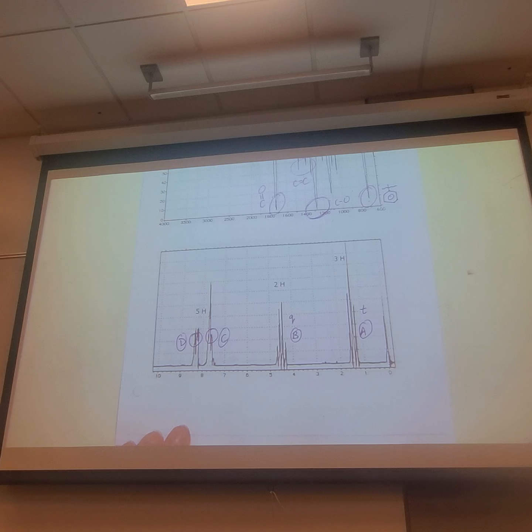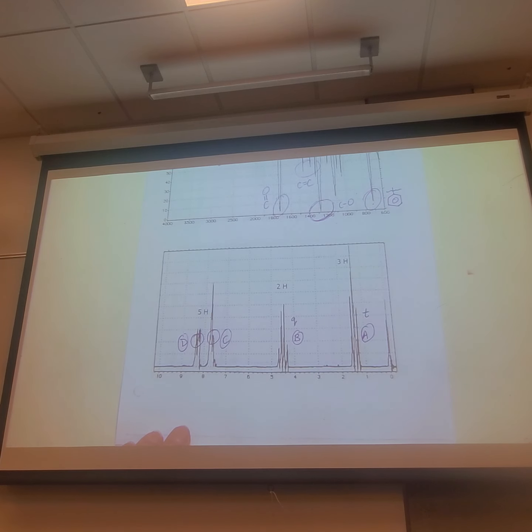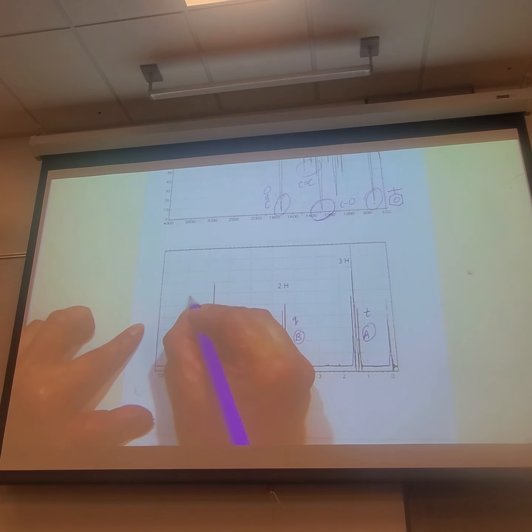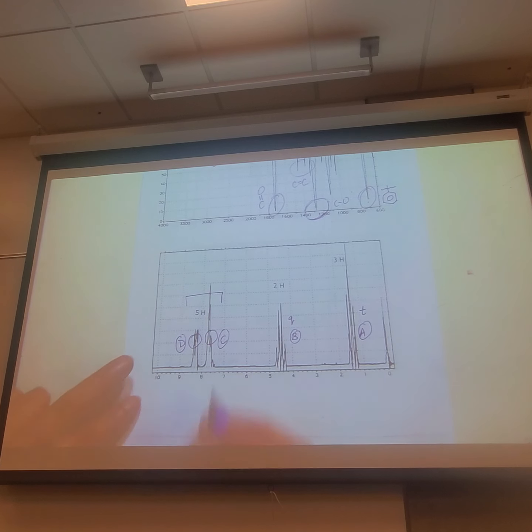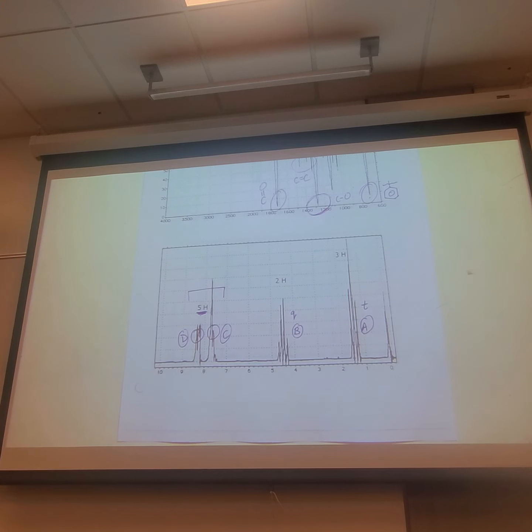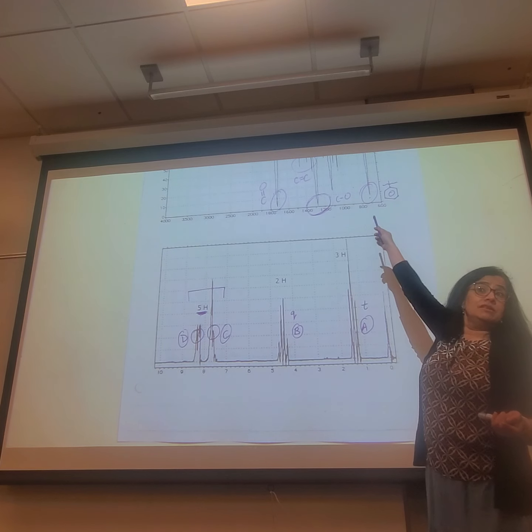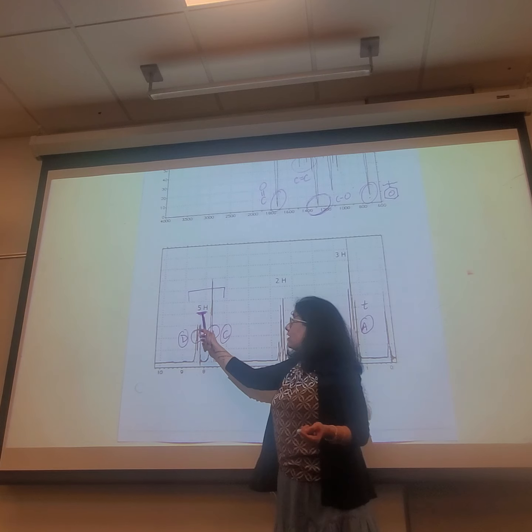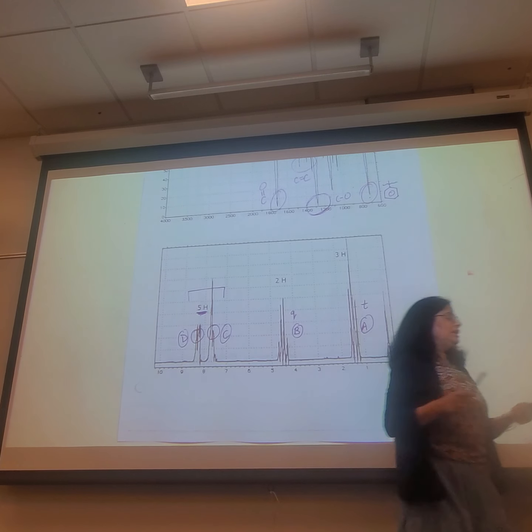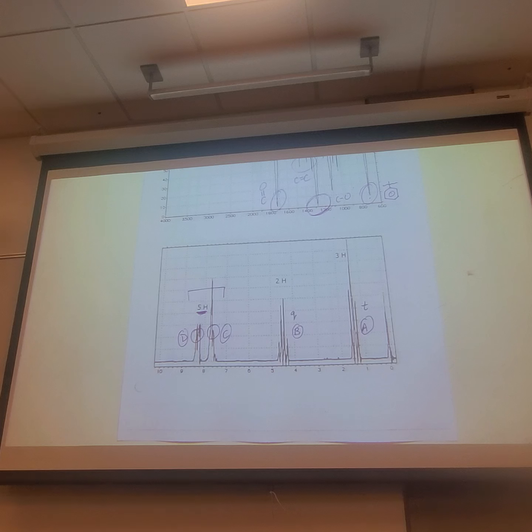And they are complex multiplicity. But the important part is, guys, please notice, both of them together are integrating for 5 hydrogens. If both benzene signals together are integrating for 5 hydrogens, what is that telling us? Exactly. The fact that there are 5 hydrogens on the benzene means that there is only one other open spot somewhere on the benzene. Is that a reasonable conclusion?